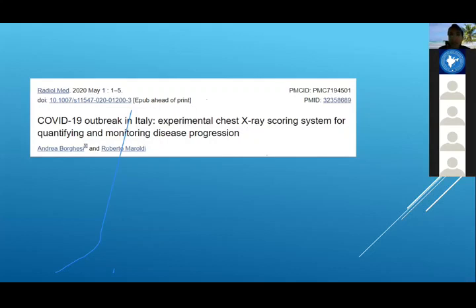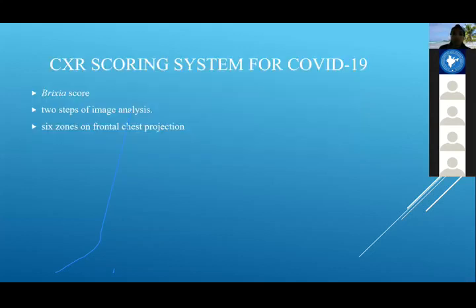This is for the scoring. So the scoring for all imaging, either it is chest X-ray, CT, or lung ultrasound, is very important, because just by giving the score, we can classify the disease as mild, moderate, and severe, and it gives a clear picture to the clinician about the severity, and he can decide on the management. So this is called the BRIXIA score.